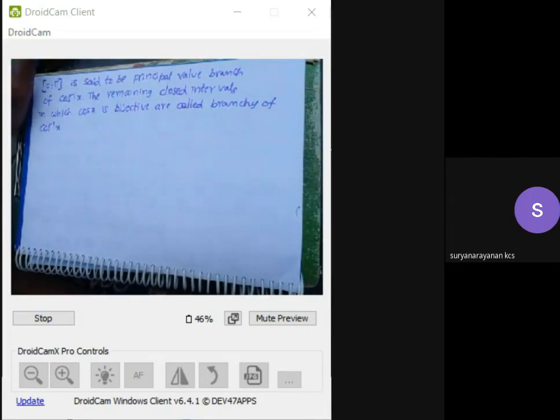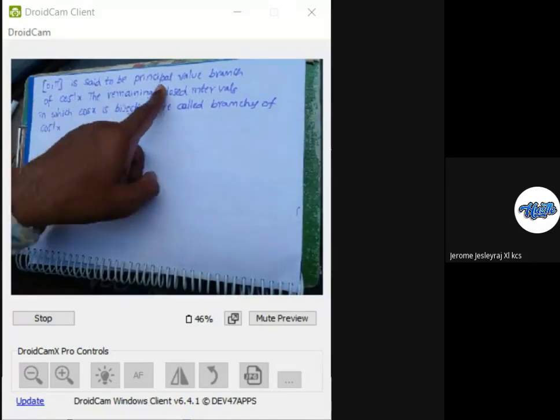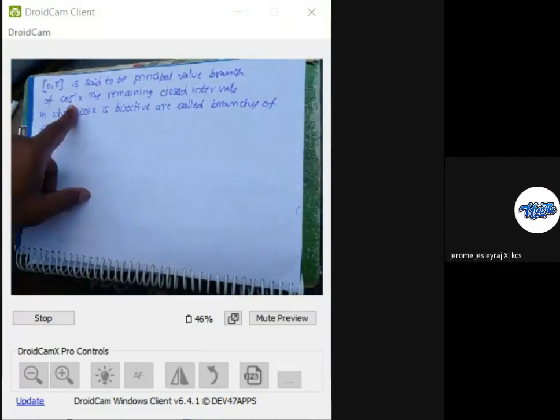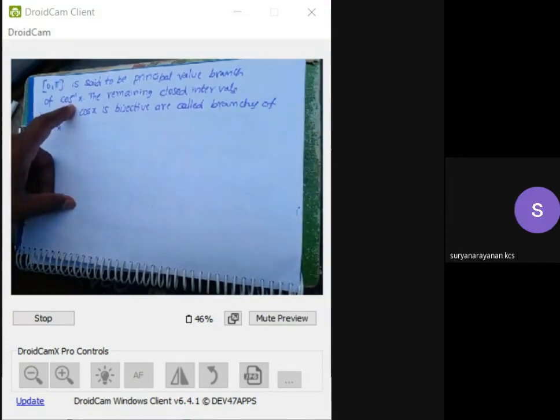Jerome Jasli Raj, have you found what mistake you have done in reading? You have done a mistake in reading this sentence. Closed interval, sir. That is the main point. Don't read just 0 comma pi. You should read: closed interval 0 comma pi is said to be principal value branch of cos inverse x. Very good, Jerome Jasli Raj.